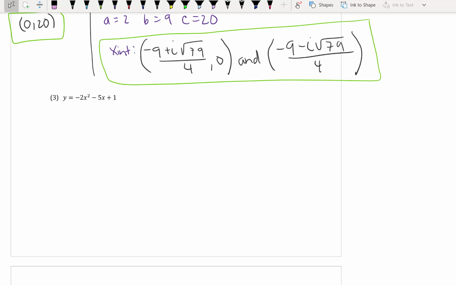So again, I'm going to go ahead and start off with my y-intercept. I think that's a little bit easier. And that's when you let the x value equal 0. So here I'm going to have y is equal to, well, if that's 0, it cancels out. If that's 0, that cancels out. So you have a positive 1. So my y-intercept is 0, comma 1.